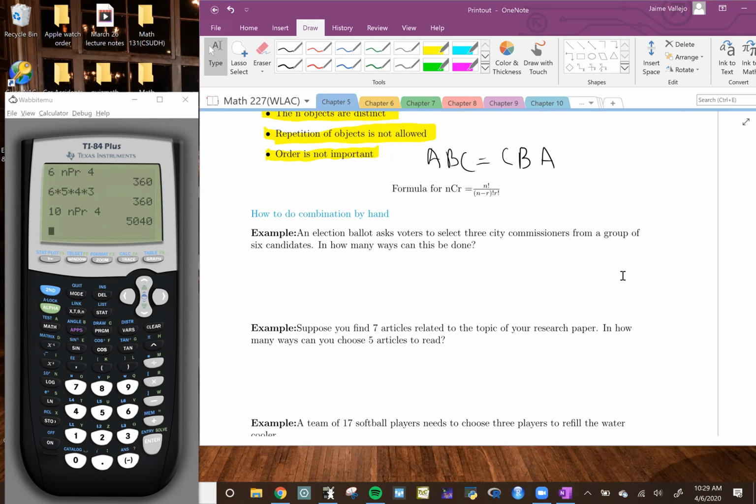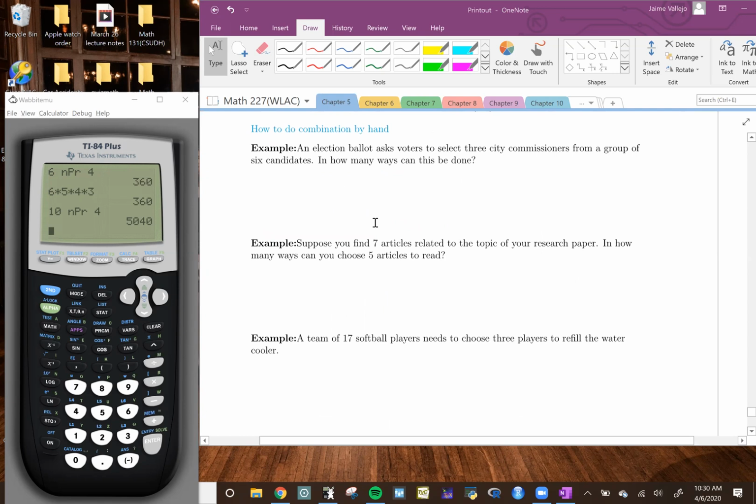All right, so let's do some of these problems. This one says an election ballot asks voters to select 3 city commissioners from a group of 6 candidates. In how many ways can this be done? How many people do we have to select from? We have 6, so we'll put 6 right here. How many people are we selecting? 3. So that means R is equal to 3, correct?